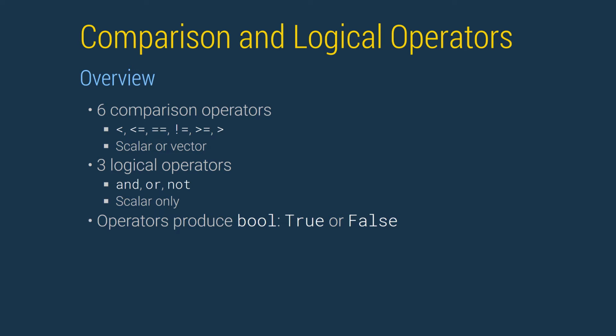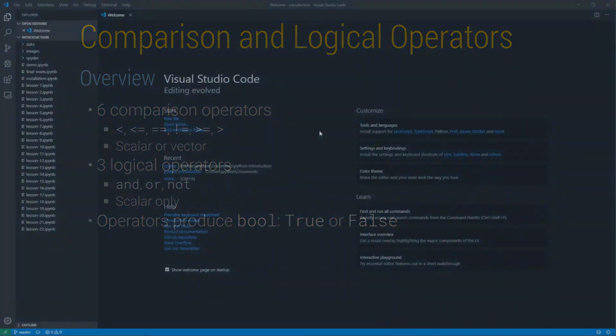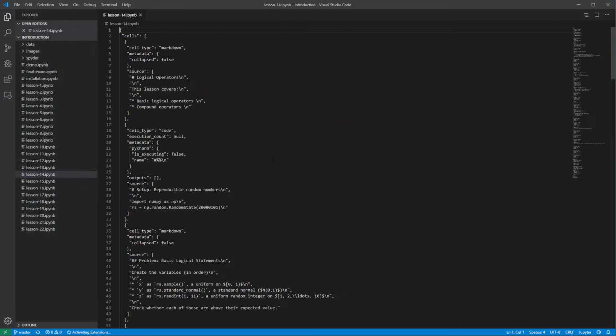These only work on scalar Boolean values, plain true or false, and do not work on Boolean arrays, data frames, or series. In a later lesson, we will examine alternative methods to achieve the same operations on arrays of Boolean values. Start by opening Lesson 14.